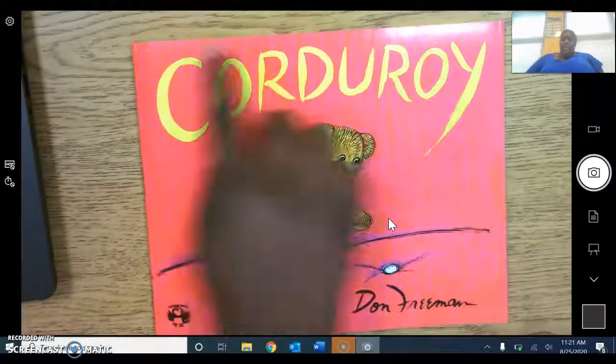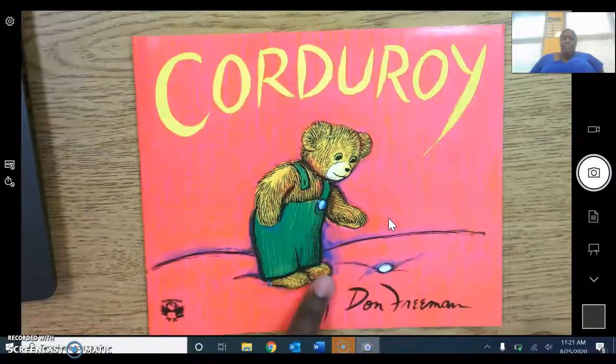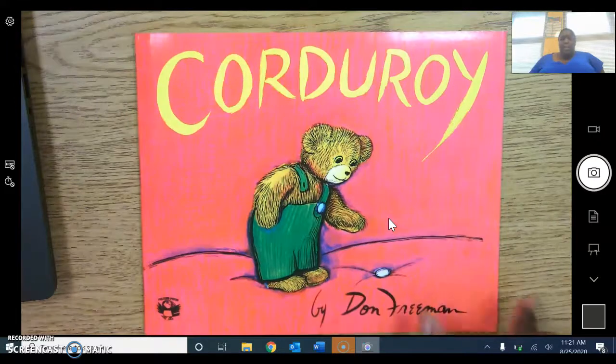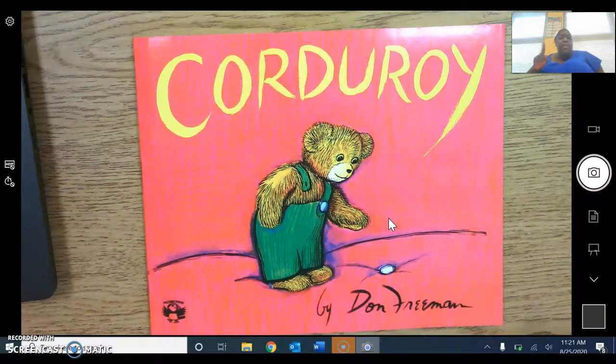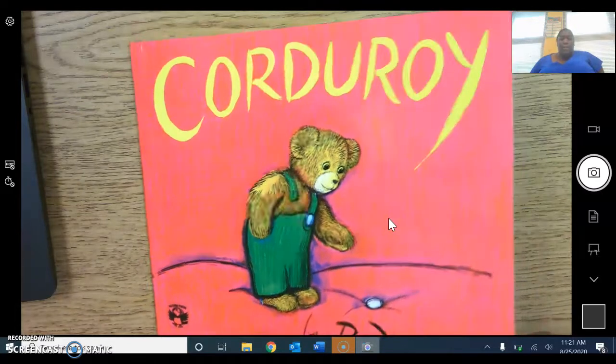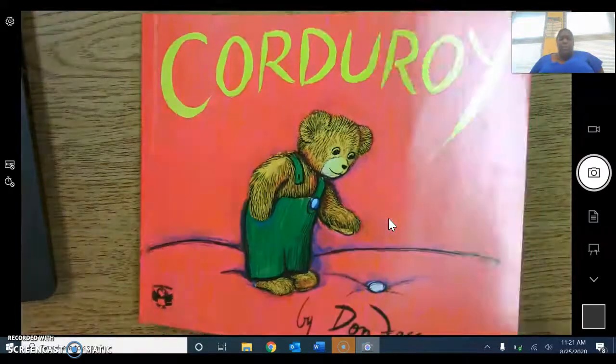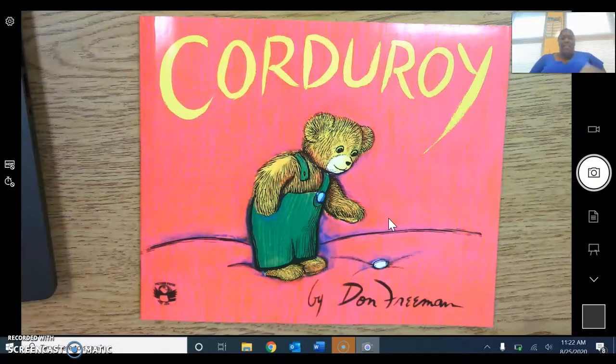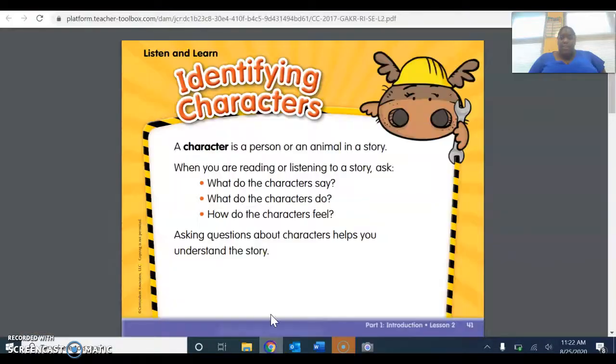So today we're just looking at the front cover and the title. The author is Don Freeman. He did what? Wrote the words, wrote the story, and then the illustrator drew the pictures. All right, so let's get started. Again, by the end of this lesson, you should be able to identify characters in the story and ask questions in order to understand the story.